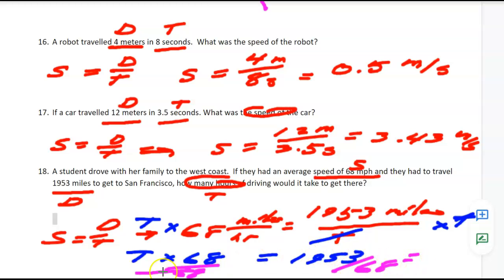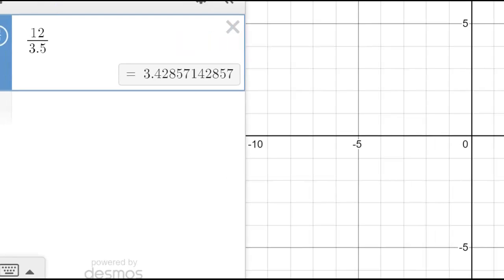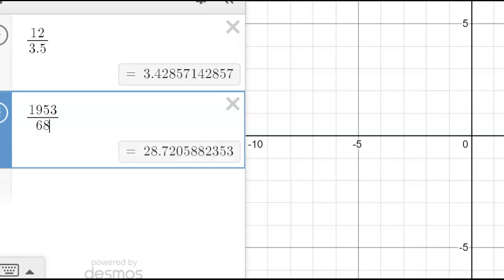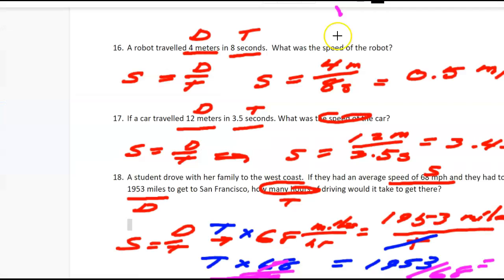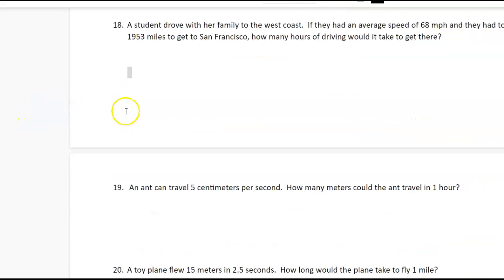And now put our answer in. The 68's cancel on the left side, and we get time equals 1953 divided by 68. So we can put that up in here. 1953 divided by 68 is 28.72 hours. Okay, so you can put that in. We can go on to the next page now.